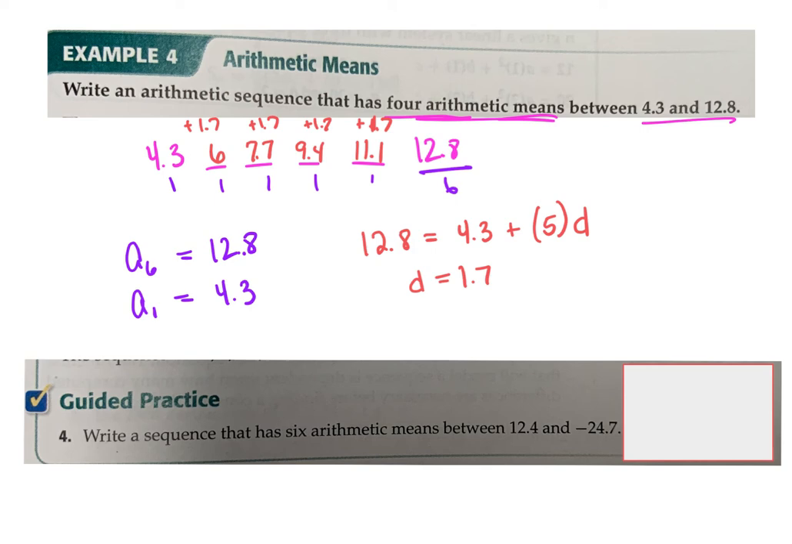You should have gotten -5.3 as your common difference when you calculated it, and then just when you add -5.3, those are your 6 numbers in between.